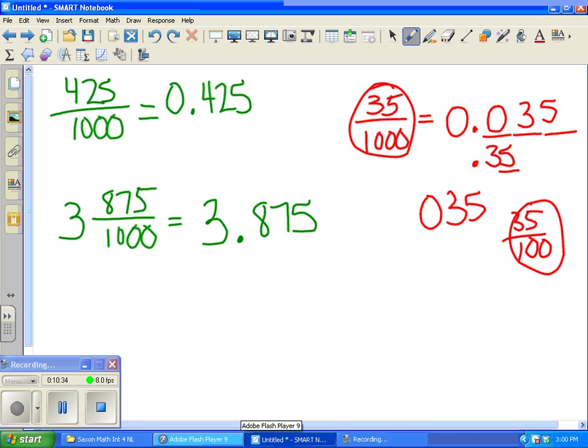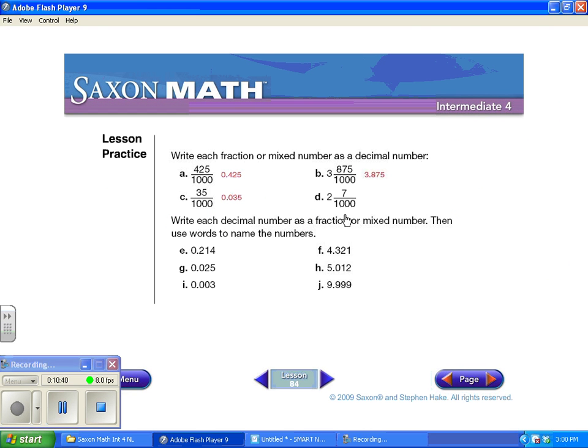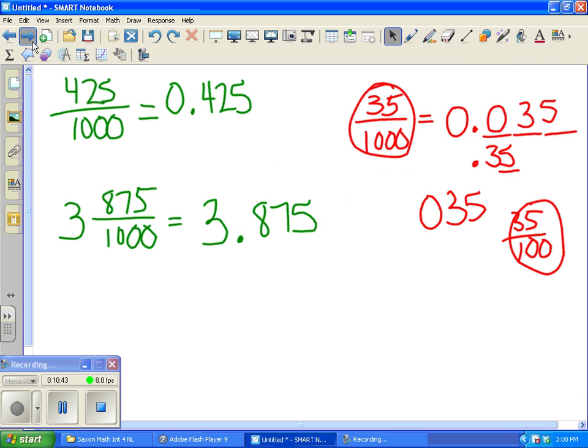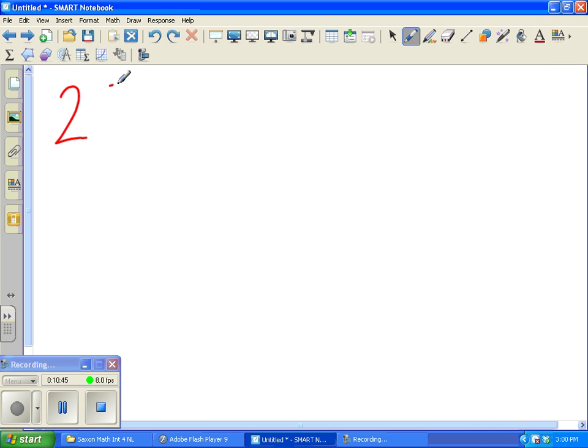And now let's look at this one. 2 and 7 thousandths. Okay, again, we do have a mixed number. I'm going to go ahead and put whole number 2 down. But now I have to put 7 thousandths. So I'm going to say, okay, 2 and I know I have to go to the thousandths position. Okay. If I put the 7 here, I've got 2 and 7 tenths. If I put it here, I've got 2 and 7 hundredths. I have to put it here.